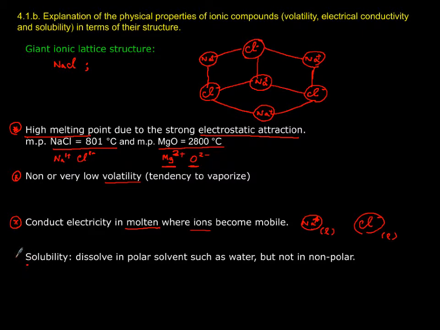Solubility also takes place in water, which is a polar solvent, because ionic compounds are extreme in polarity, so they dissolve in polar solvents such as water, but they do not dissolve in non-polar solvents. So these are a few properties that you need to know for IB, such as melting point, high; volatility, low; non-conductivity in solid, but conductivity in molten or aqueous; solubility, yes, in water, because water is polar.